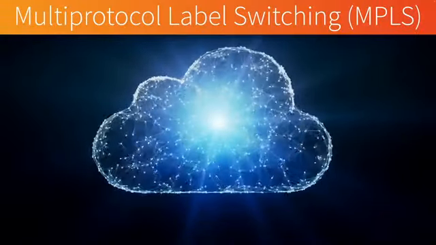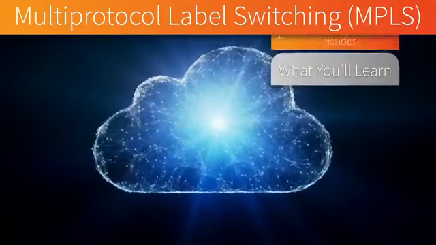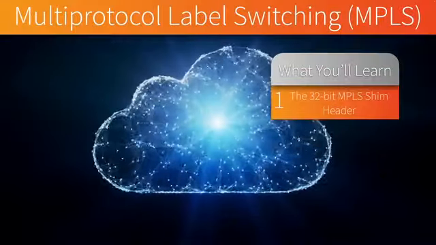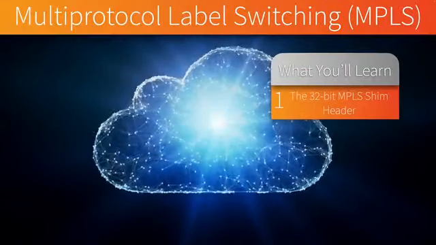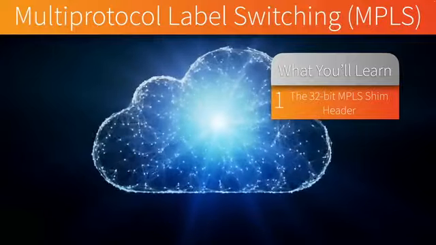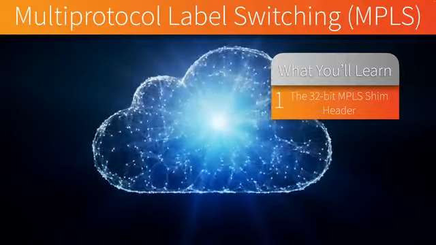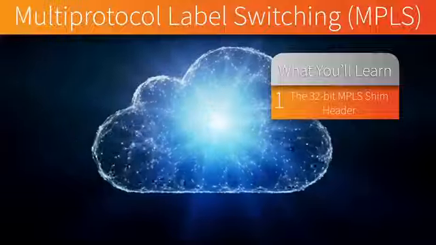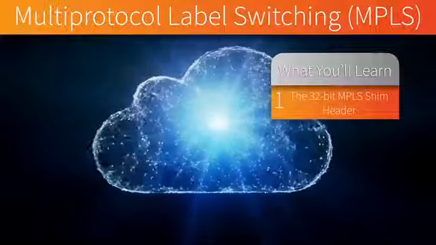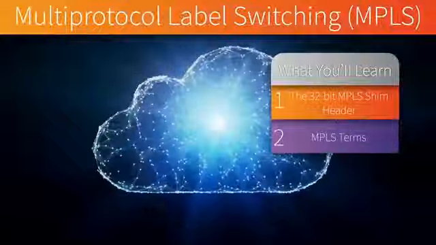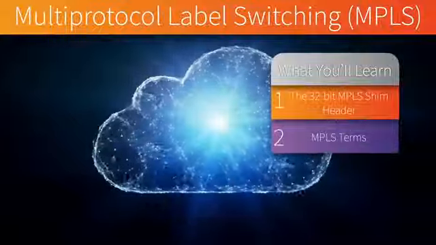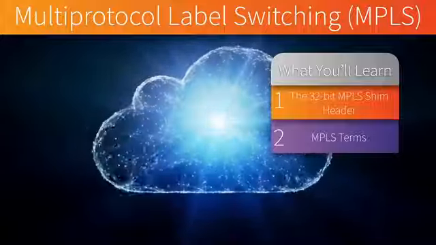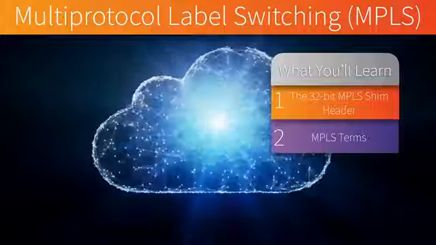Now, what specifically are we going to be covering in this video? Well, we're going to begin by taking a look at the MPLS 32-bit header. It's called a shim header because it injects itself in between layers 2 and 3. Sometimes we call it a layer 2.5 header, and we'll see what's in those 32 bits. We'll also talk about various MPLS terms, such as an ELSR, an Edge Label Switch Router, an LSR, a Label Switch Router, and my personal favorite, penultimate hop popping.